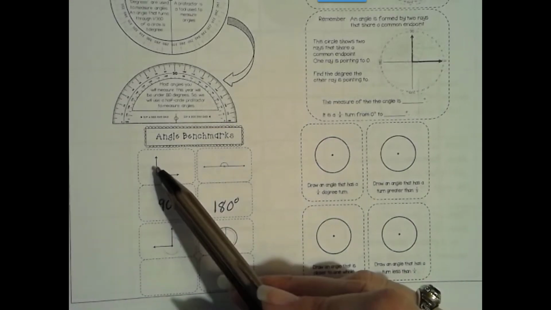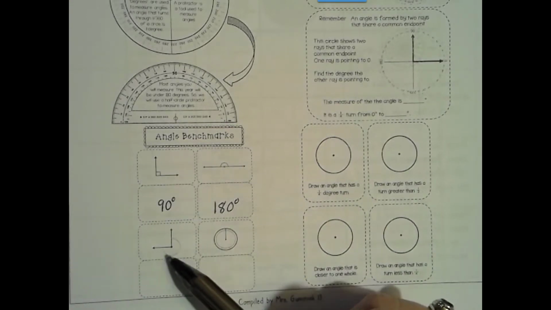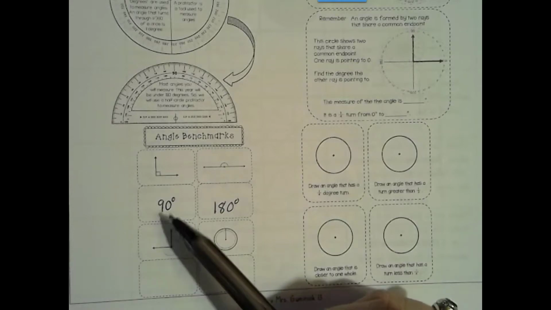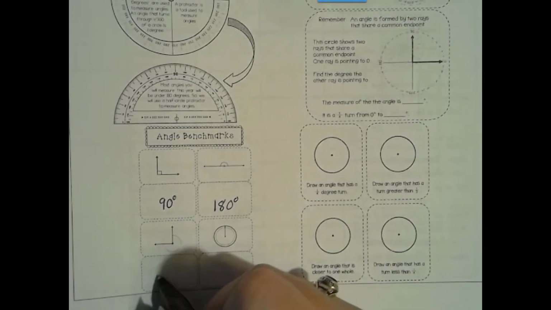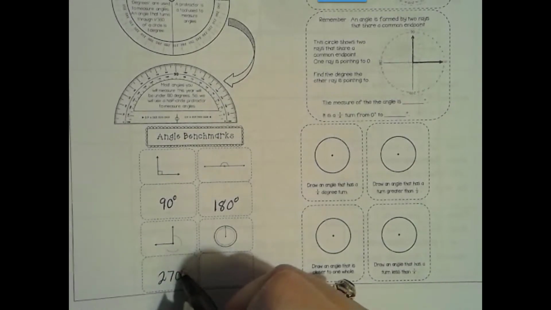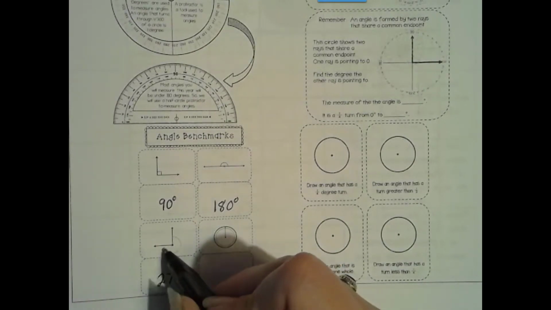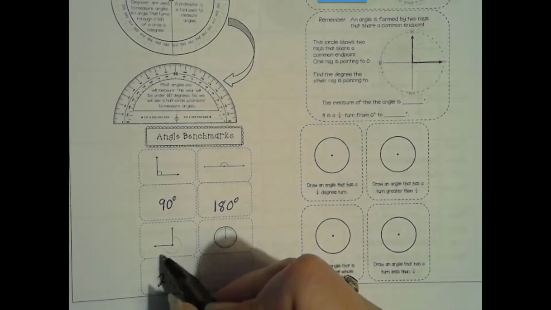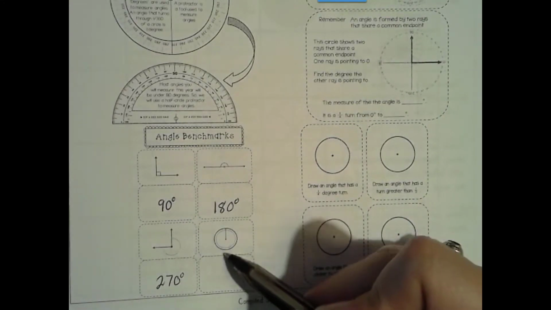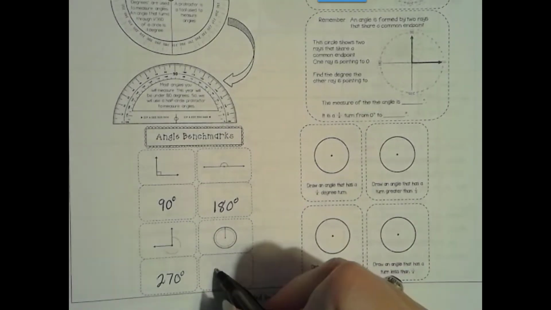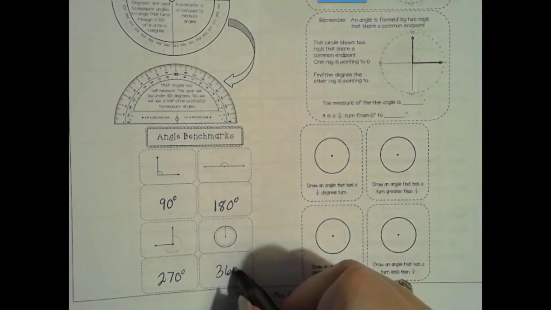Now, if we cut 90 degrees out of a circle, how much is left? Well, 90 plus 90 is 180, plus 90 more is 270 degrees. The rest of that circle, this angle right here on the outside, would be 270 degrees. And if your angle is the entire circle, it would be 360 degrees.